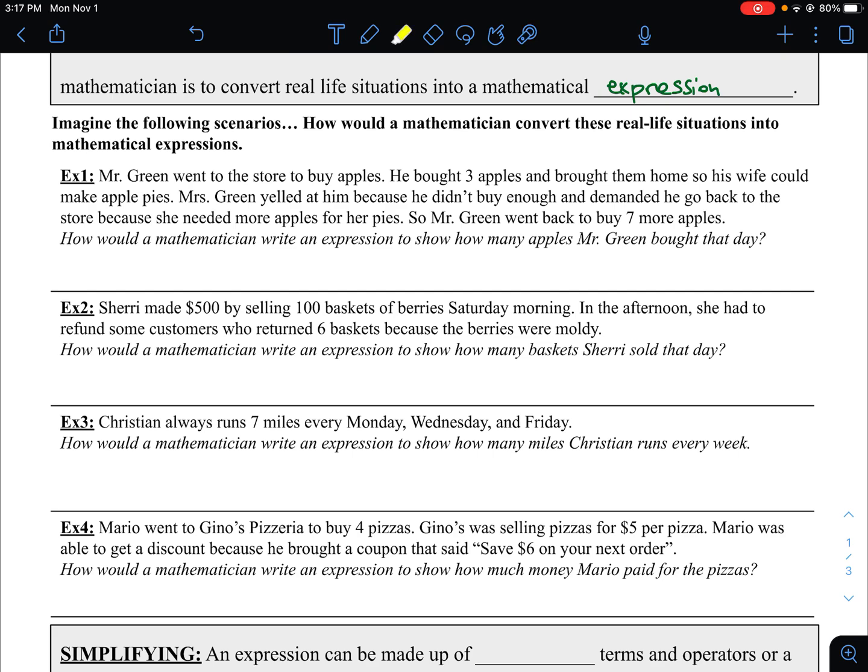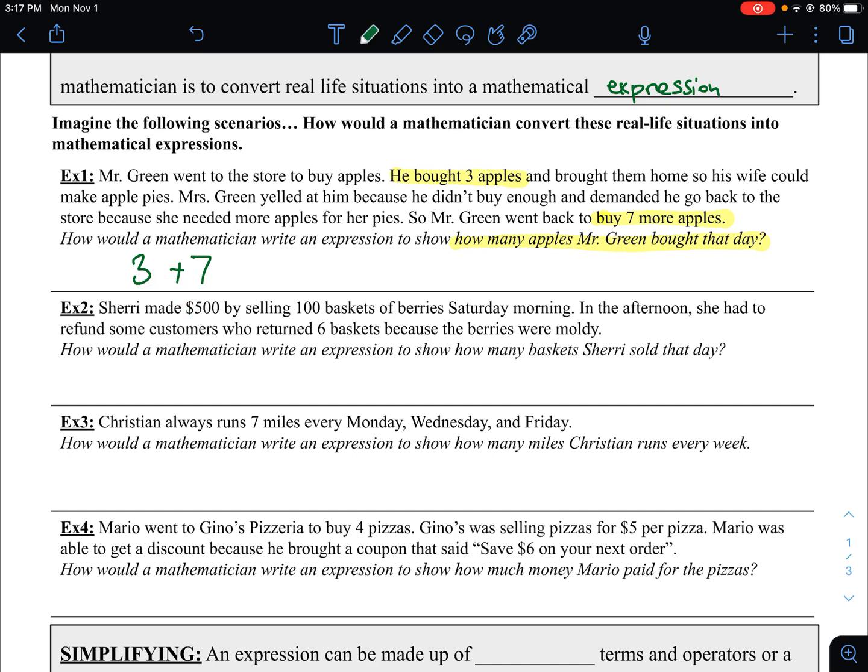Okay, so all you need to do is write an expression to show how many apples Mr. Green bought that day. Well, let's look at the story. He bought 3 apples, and he brings them home so she can make pies, and she yells at him, and then he has to go back to the store and he buys 7 more apples. What kind of expression can I write? How about 3 apples, and then he has to go back to the store and buy 7 more, so it's like plus 7 more apples. And that's it. That's my expression. It's got numbers, and it's got an operator, so 3 plus 7.